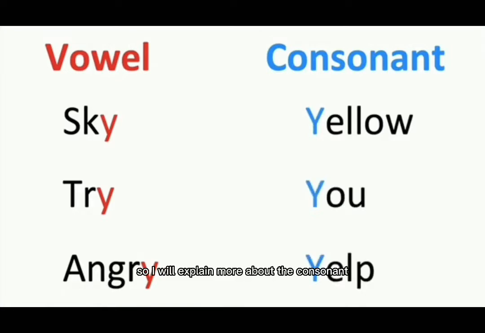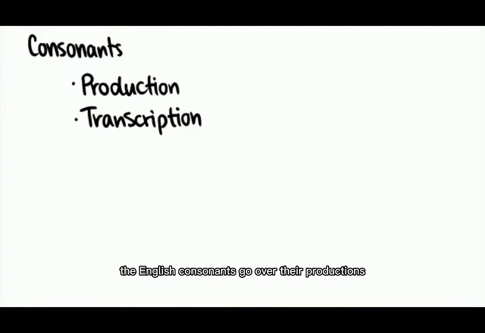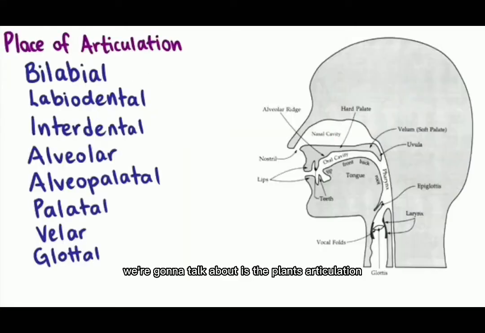So, I will explain more about the consonants. The English consonants, we'll go over their productions as well as their transcriptions. The first thing we're going to talk about is the place of articulation, and it is going to be a very brief slide because we'll go over the places individually for each of the sounds we cover, but just to give you a general idea of what the terms mean and what they look like in your mouth.